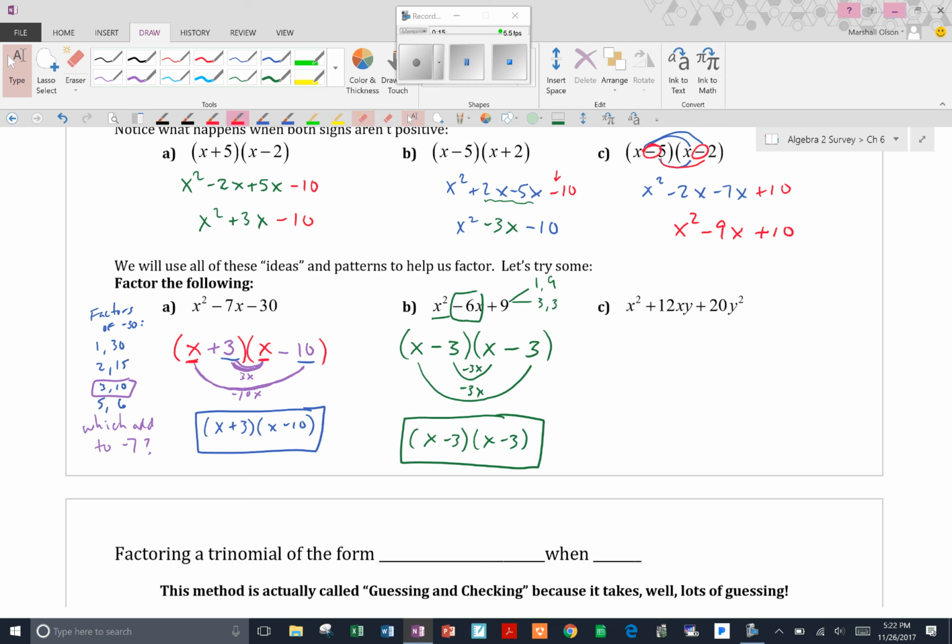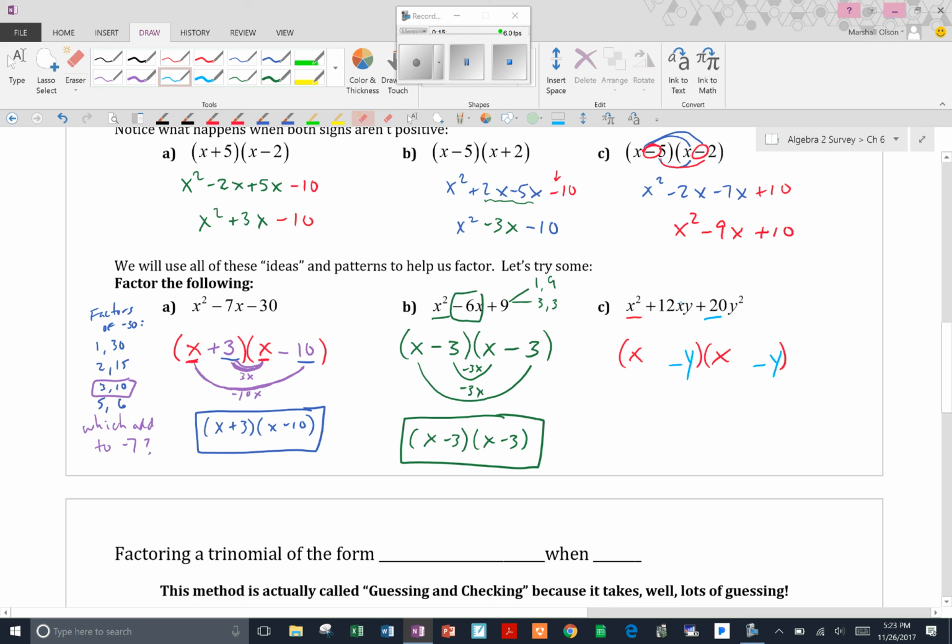All right, last one here. Now this one, notice the big difference here. Now we've got this other y squared here. So think about where that's going to affect our binomials. Okay, I got my two binomials. This is still going to be x and x right here. There's no change in that at all. I want factors of 20 to go here and here, but there's also a y squared. So I'm going to have to put a y and a y right there.